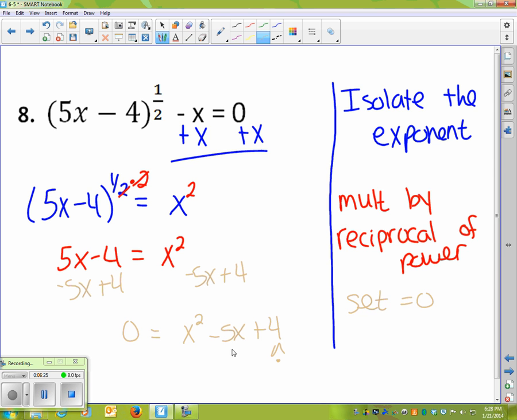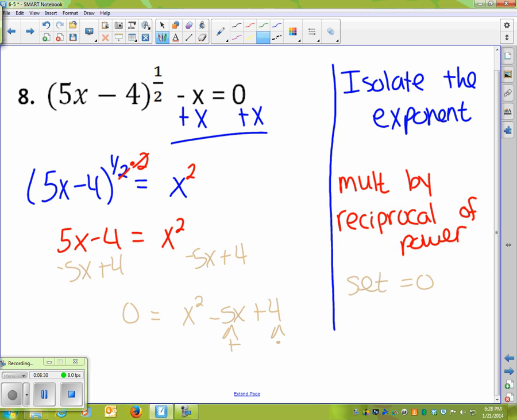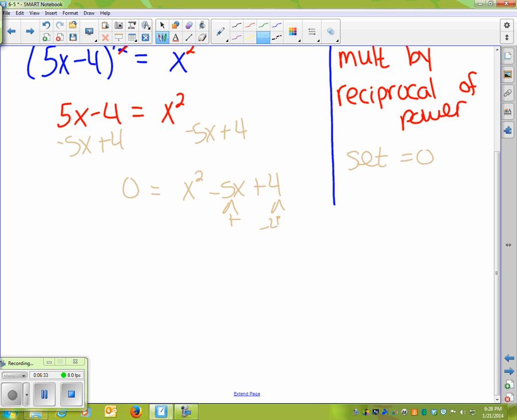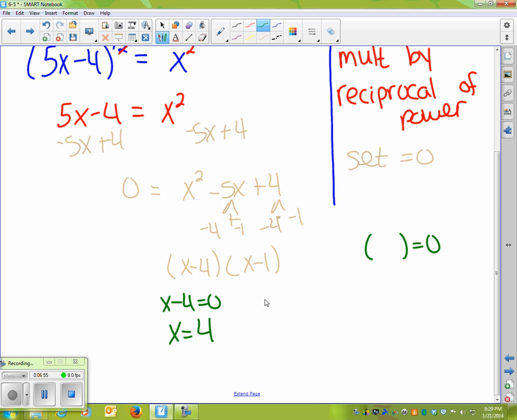What multiplies to give me 4 and adds to give me negative 5x? Well, that'll be negative 4 and negative 1. Put them into parentheses, x minus 4 and x minus 1. Set each group of parentheses equal to 0. X minus 4 equal to 0 leaves me with x equals 4. And x minus 1 equals 0 leaves me with x equals 1.